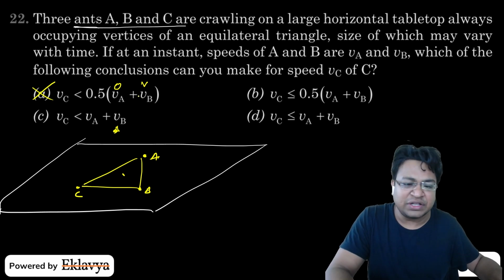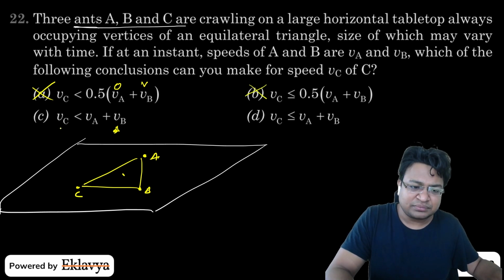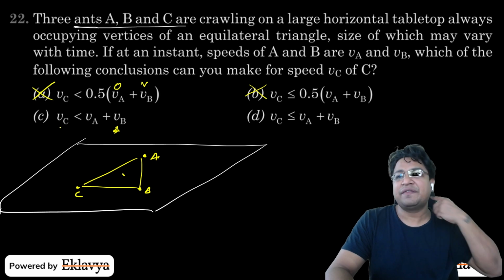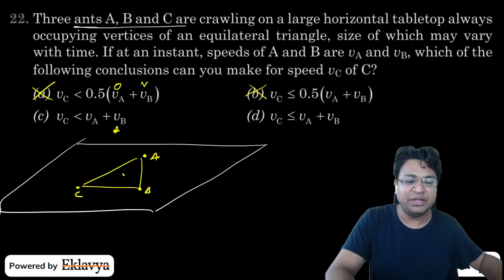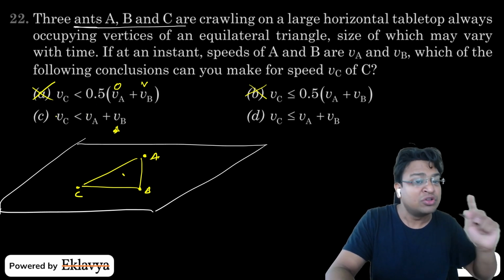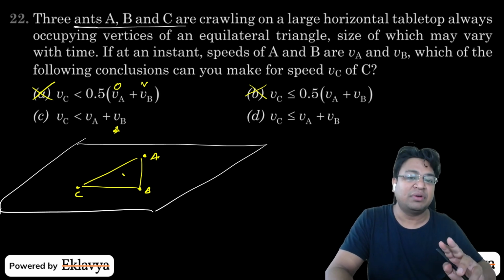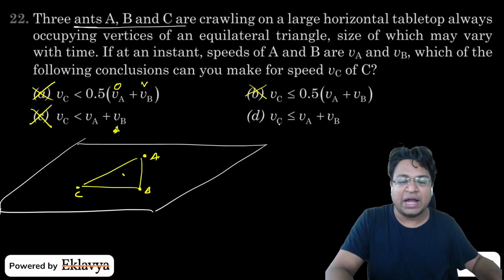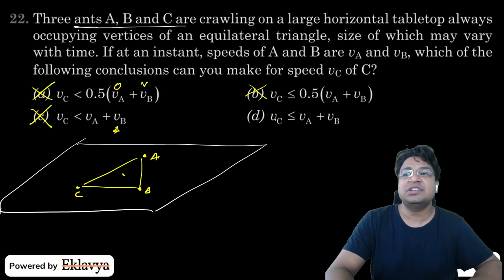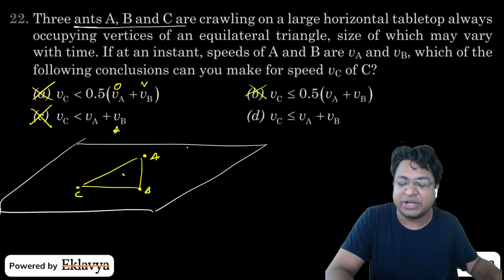Now, the difference between option A and option B is only the equality sign. Again, by the same example, we can rule this out. Option C says that VC should be less than VA plus VB. Here we can see that VC is not less than VA plus VB. In this example, it is actually equal to the sum of VA plus VB. So we have ruled this out also, and option B is satisfied. We can see that VC is equal to the sum of VA plus VB for this particular example.